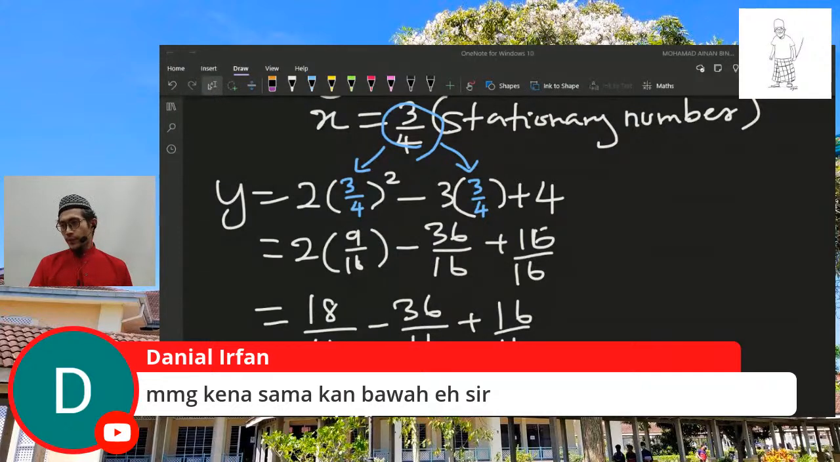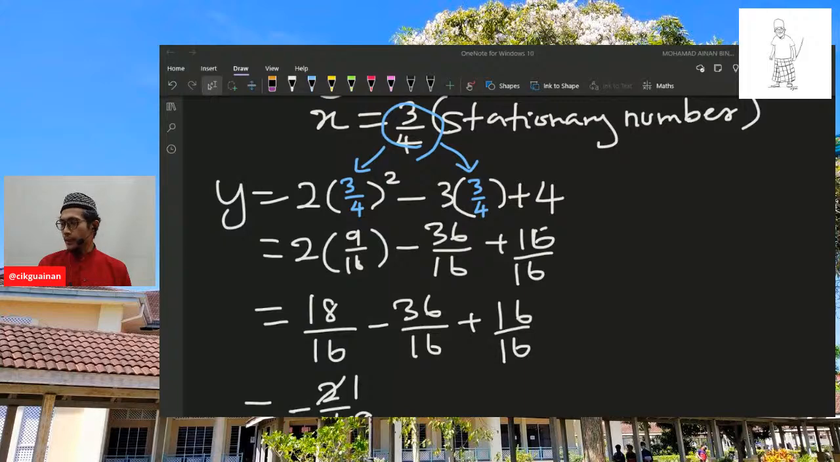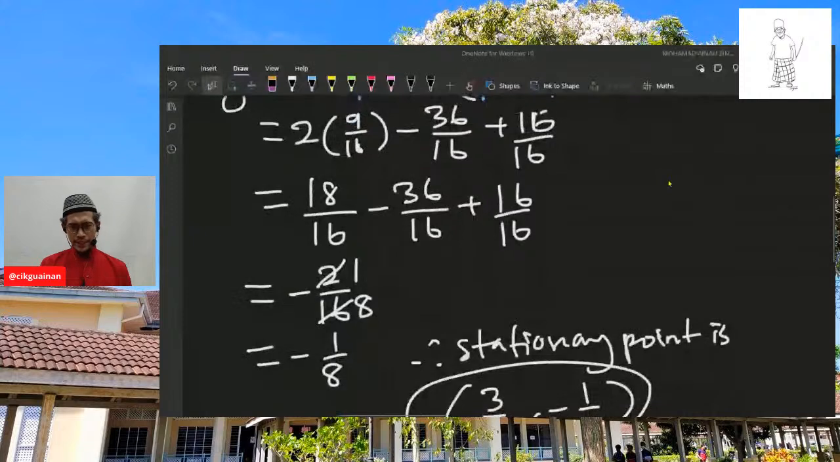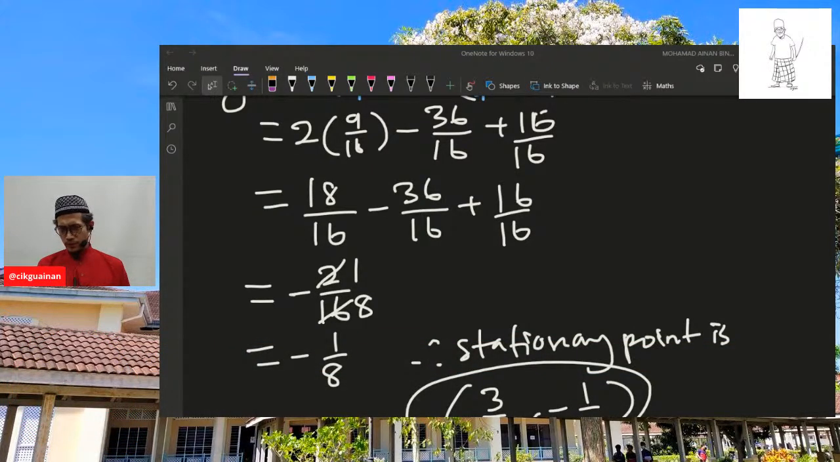I don't have a calculator with me. To make my calculation easier, I make everything over 16 and then just add the numbers on top. That's all. But Hana also got 23 over 8. Okay, thank you, my dear. If that's the case, then correct. Syaif also got the same.